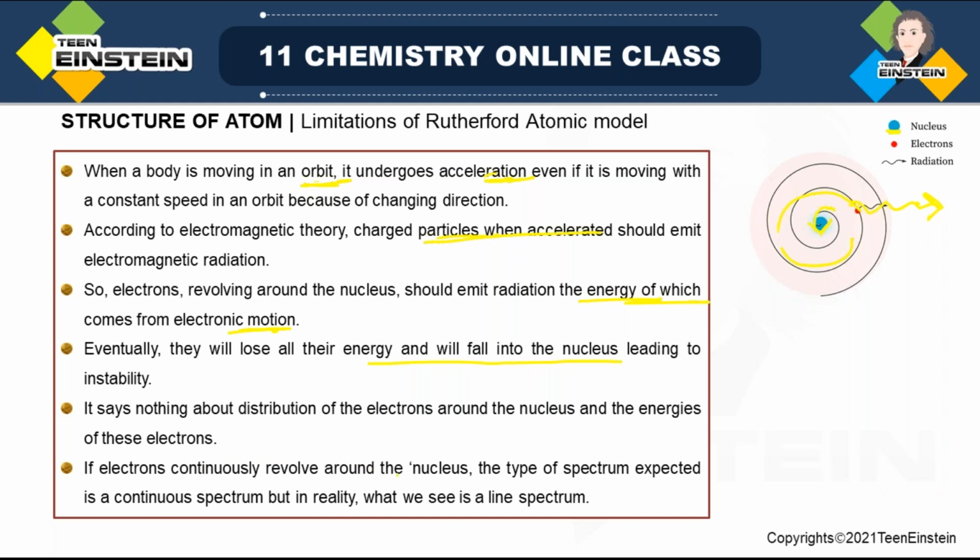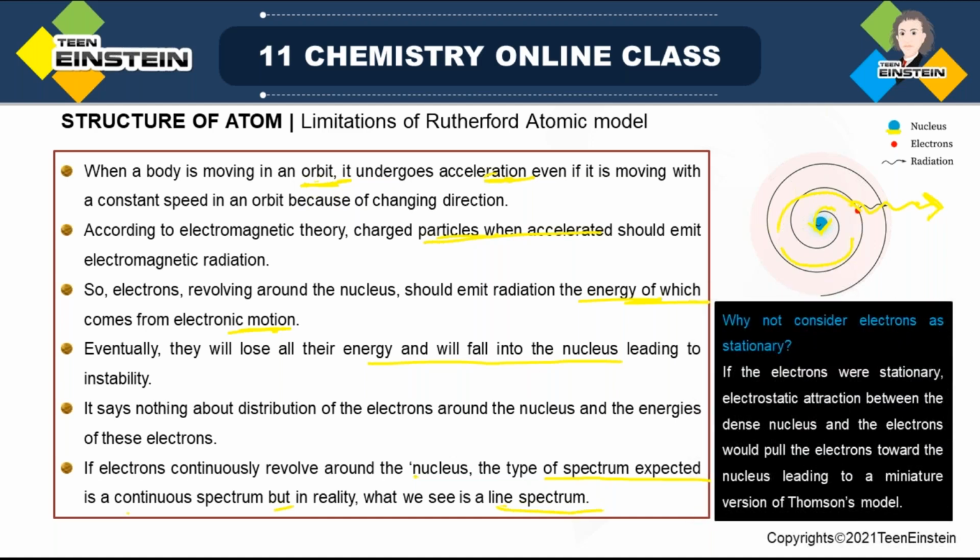If electrons continuously revolve around the nucleus, the type of spectrum that we expect is a continuous spectrum. But in reality, a line spectrum is observed. Now, right at this moment, you will not be able to understand what a continuous spectrum or line spectrum is. Just remember this line, that in reality a line spectrum is obtained. But if you simply follow this model, it should have a continuous spectrum, but that doesn't happen in reality. So these two types of spectrum will be discussed later, not now, and then you will be able to understand it properly.